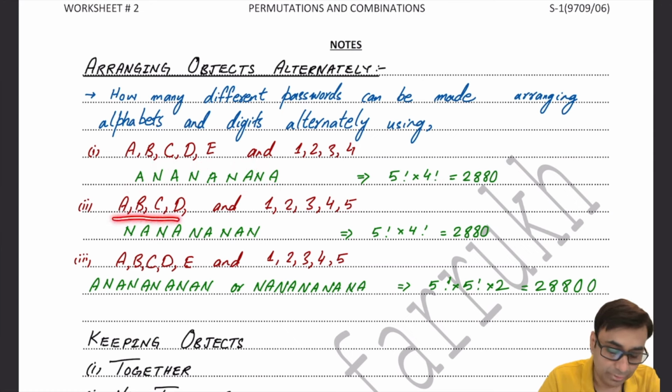But if you have 4 alphabets and 5 numbers, definitely you have to start with a number. You don't have an option. You can't start with an alphabet and make sure that all of them are arranged alternately.